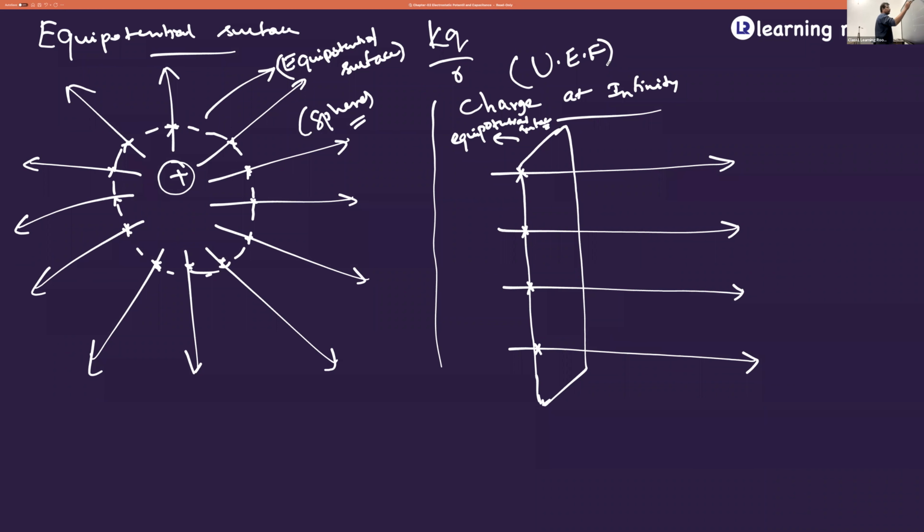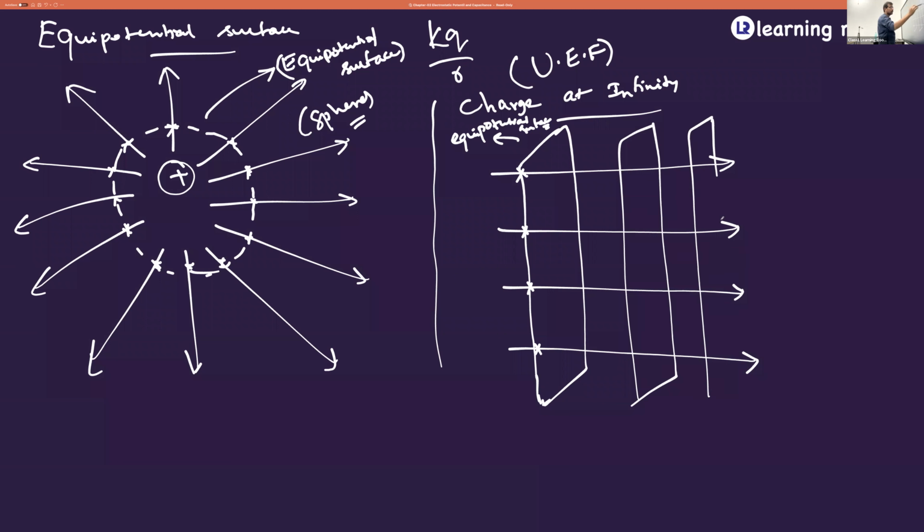So you can draw a set of parallel planes like this. Here you will get a set of concentric spheres. Here you will have a set of parallel planes. Am I clear with this?